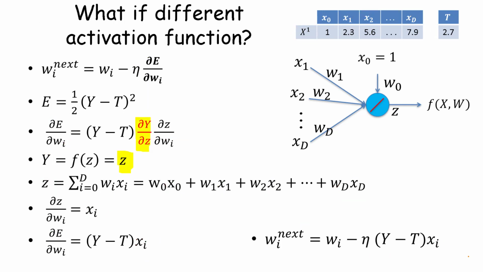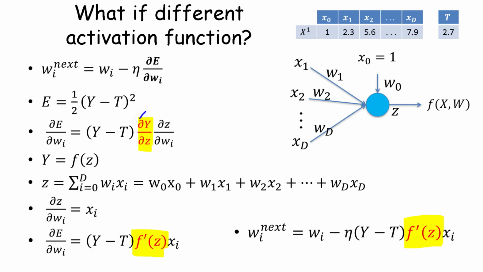What if the neuron had a different activation function? When we had a linear activation, we were able to drop dy/dz because y was just equal to z. But now we'll have to keep that. For an arbitrary activation function, the partial derivative of the error will now include the derivative of the activation function.